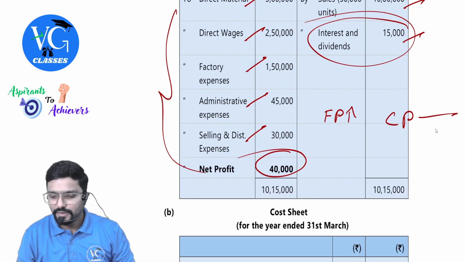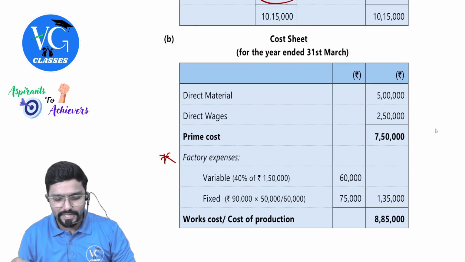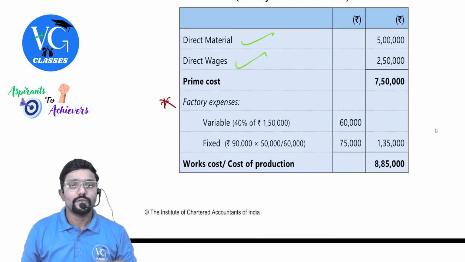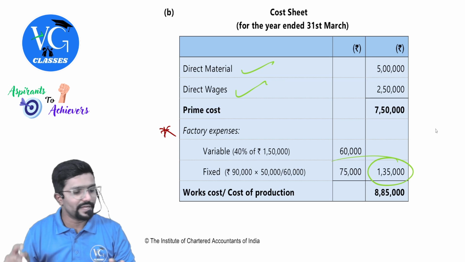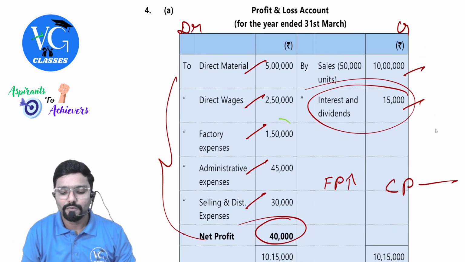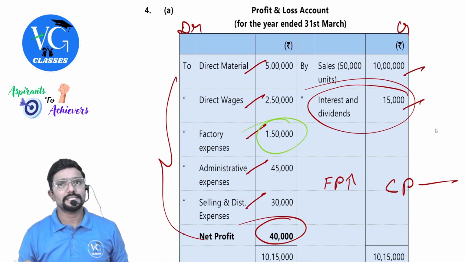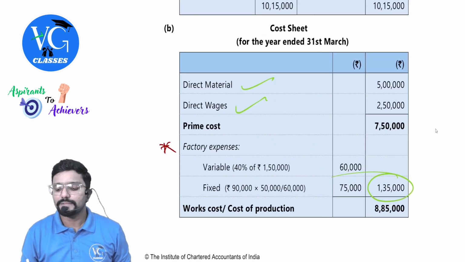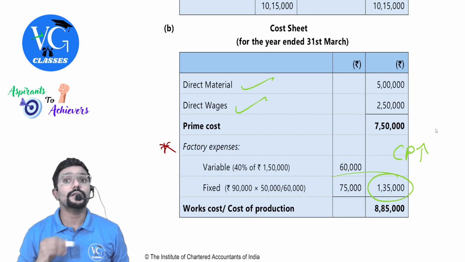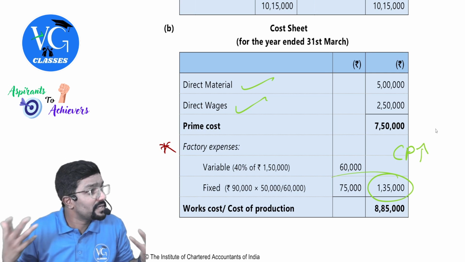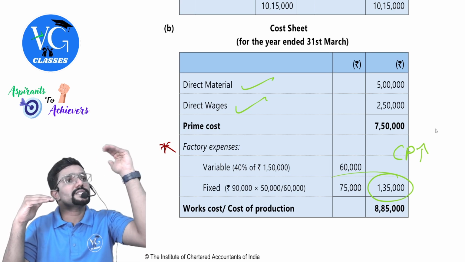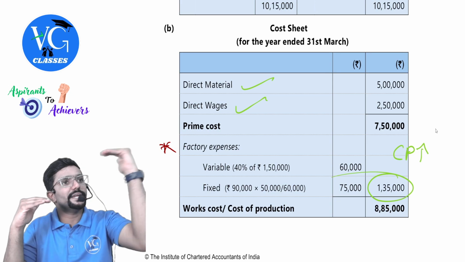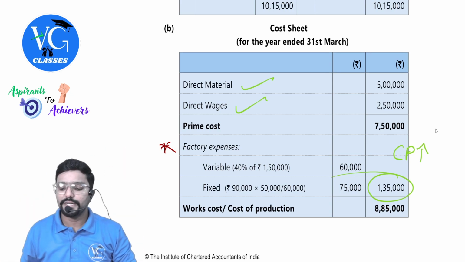Material, I will change the color. Material, is there any problem? No. Wages, no problem. Then coming to factory expenses. How much is observed here? 135. Total put together 135. Whereas here it is 150. 15,000 less, guys. Because of this, costing profit has gone up. You are charged 15,000 less. So that means your costing profit has gone up. My costing profit is at the starting point. What should I do? Bring it down. Deduct. So deduct 15,000.